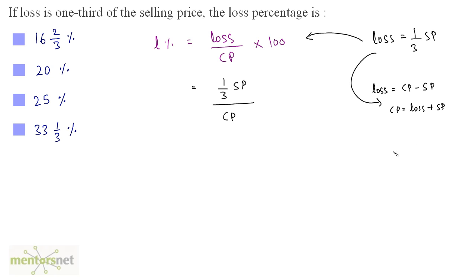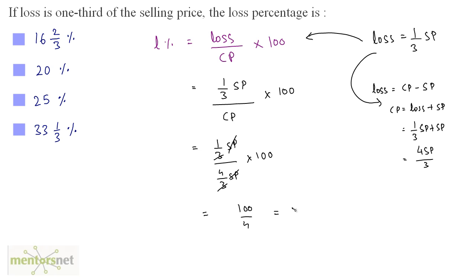But loss is 1/3 of SP. So cost price is 1/3 of SP plus SP. So what I have is 4 selling price upon 3. So cost price is 4/3 SP. So I have 1/3 SP divided by 4/3 SP times 100. So this selling price gets cancelled out. This and this get cancelled out. So this is equal to 100/4, and that is equals to 25%. So we have our right option as option C.